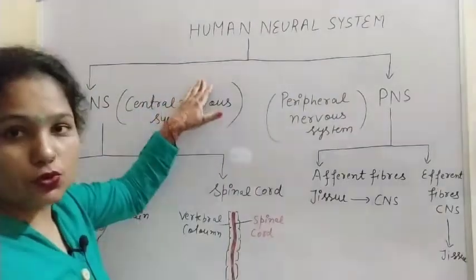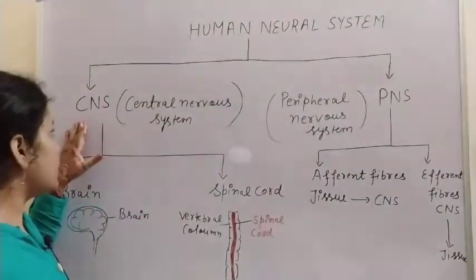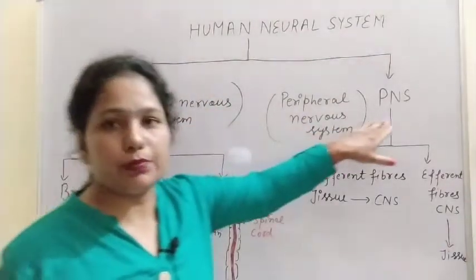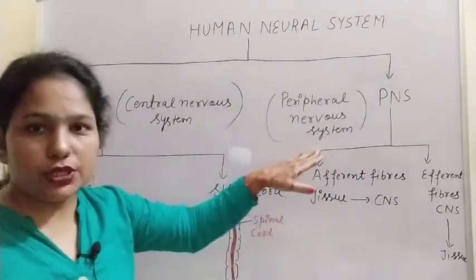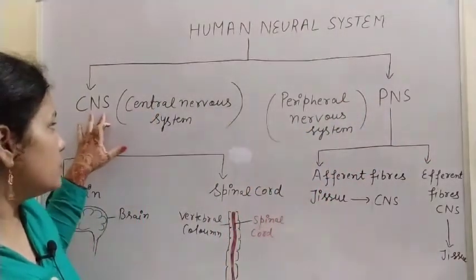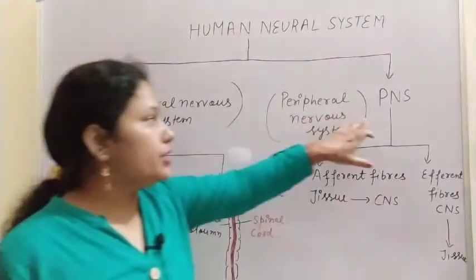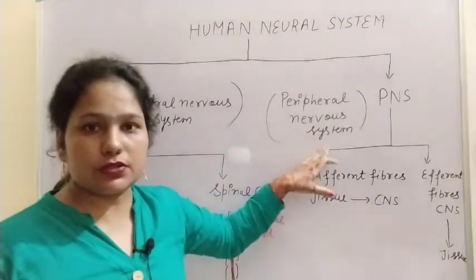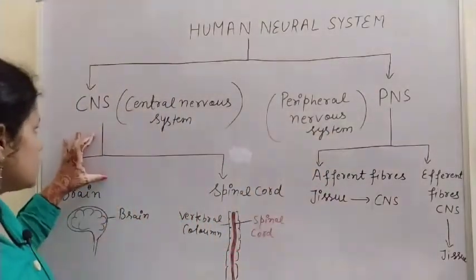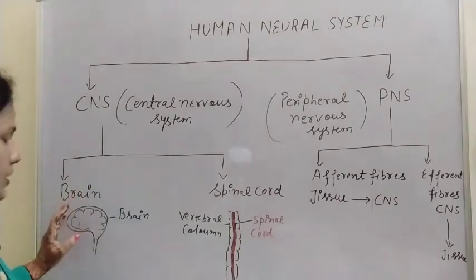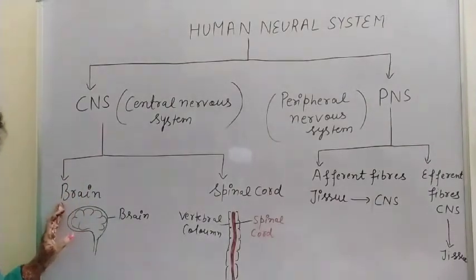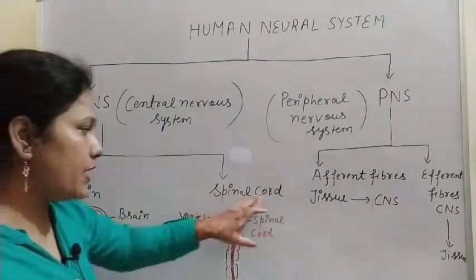The human neural system consists of two parts, CNS and PNS. What is the meaning of CNS? Central nervous system, and PNS, peripheral nervous system. The central nervous system is composed of two parts. First is the brain, and second is the spinal cord.